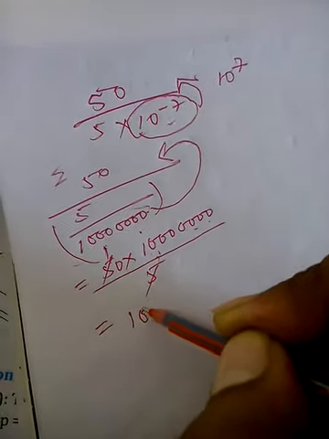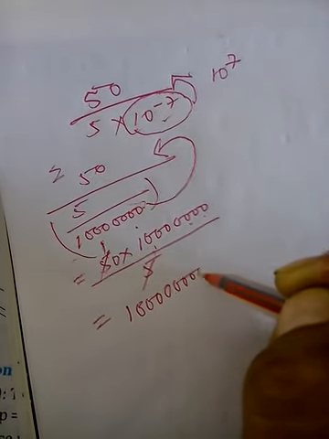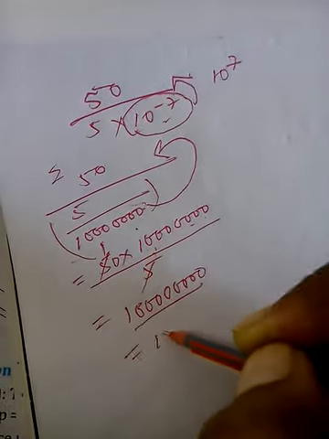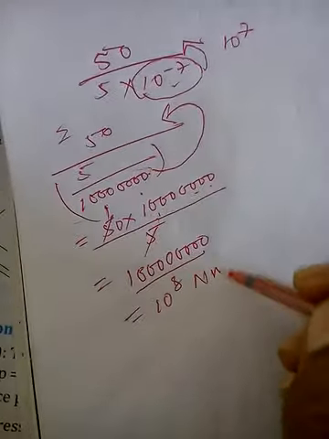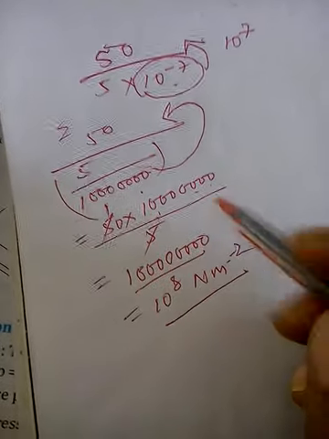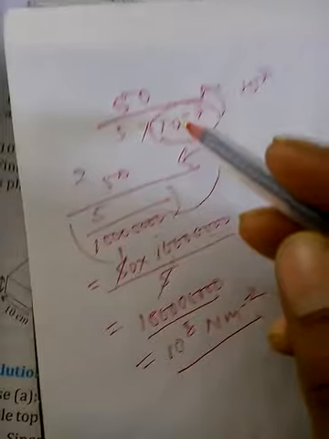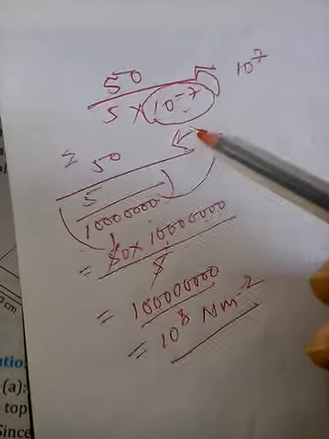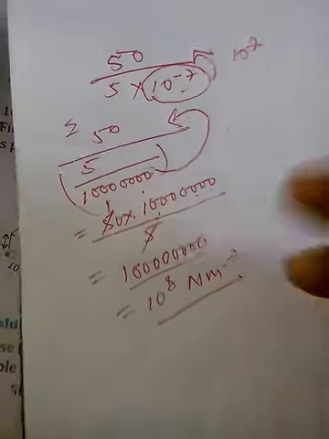So finally your answer is 1, 2, 3, 4, 5, 6, 7, 8. So 8 zeros you are getting. So what is the order? 10 to the power 8 Newton per meter square. Got my point? Okay. So always remember, if you are taking any exponent, whenever you change from numerator to denominator, its sign always changes. Got my point? Okay.